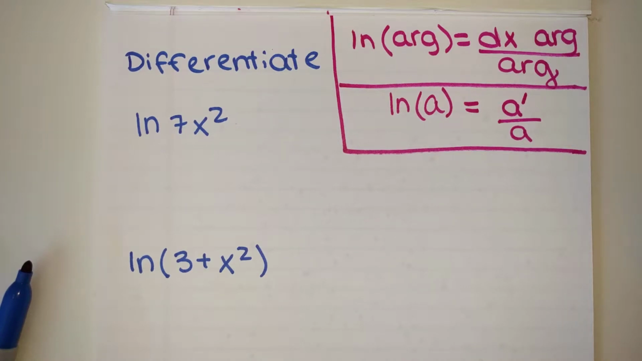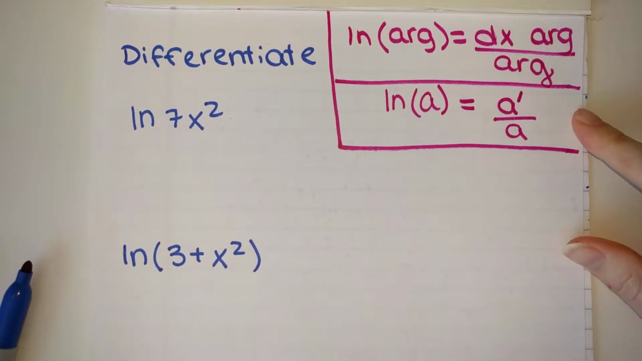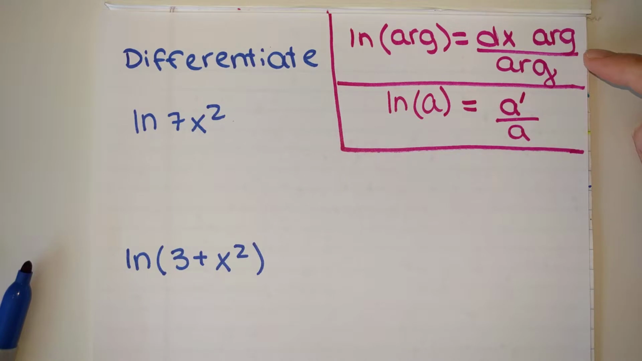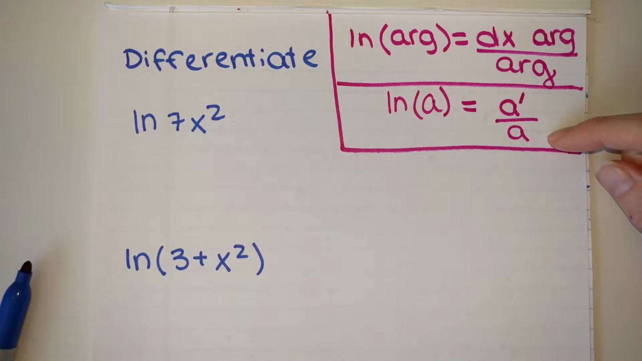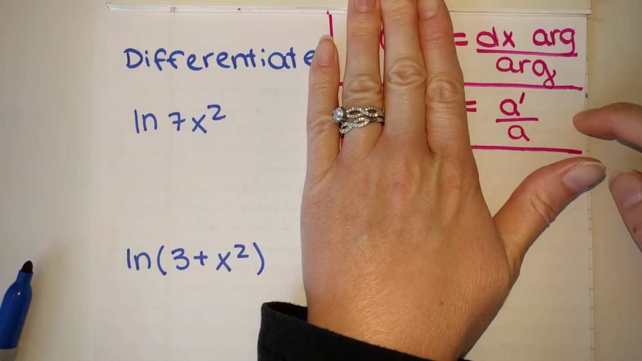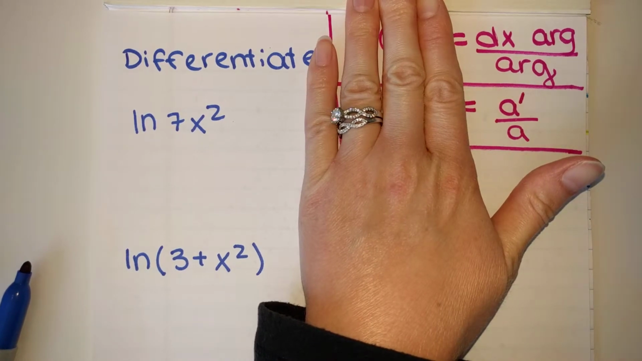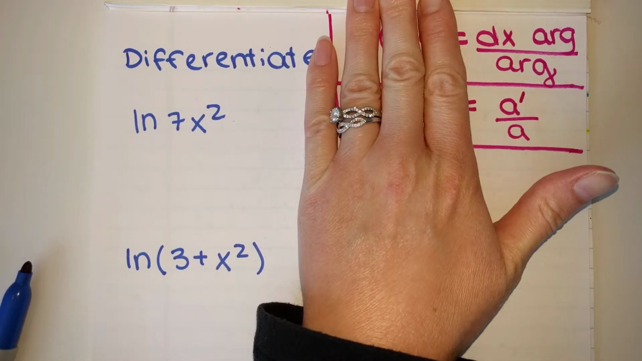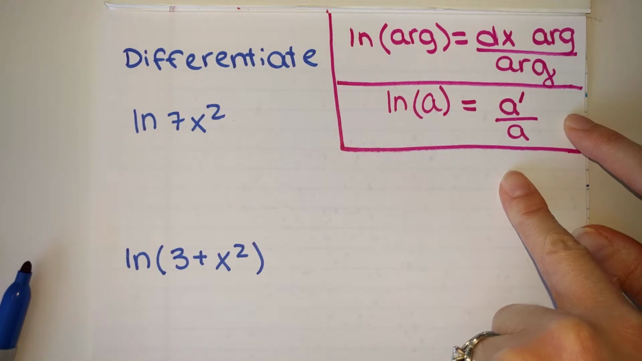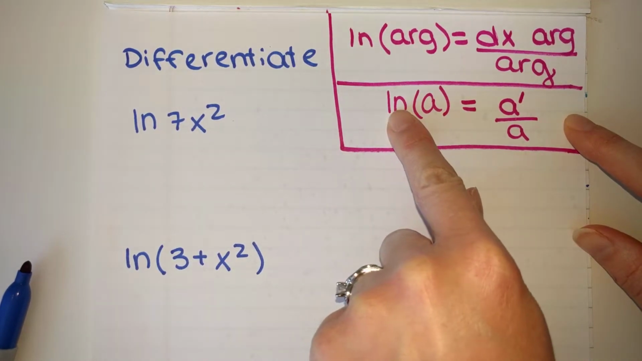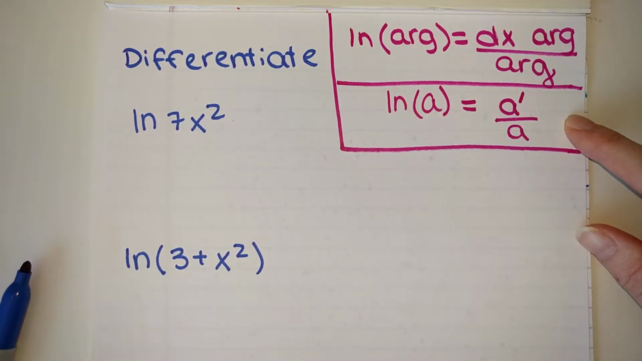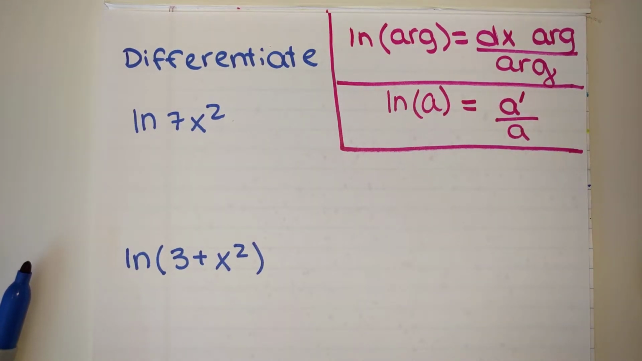All right, to differentiate the natural log, what we have is a derivative rule that says that it's the derivative of the argument over the argument. Another way of thinking about this is that it's a prime over a, where a is your argument. Please note that when you look at the right-hand side of the derivative rule, there is no natural log in sight. So when you apply this natural log derivative rule, you are losing that natural log, and all you get is the derivative of the argument over the argument.